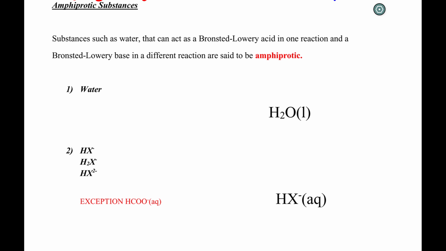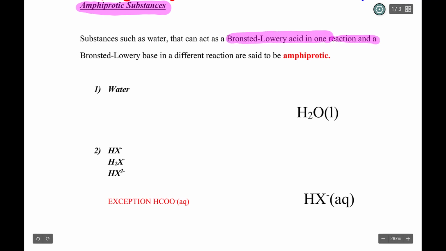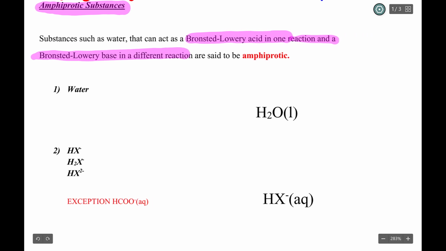In our next section, we're going to look at something called an amphiprotic species. And being able to identify an amphiprotic species is extremely important. An amphiprotic species is something that could act as a Bronsted-Lowry acid in one reaction and as a Bronsted-Lowry base in a different reaction. I break these down into two major groups. One of them is just water. It is the most common amphiprotic species there is.